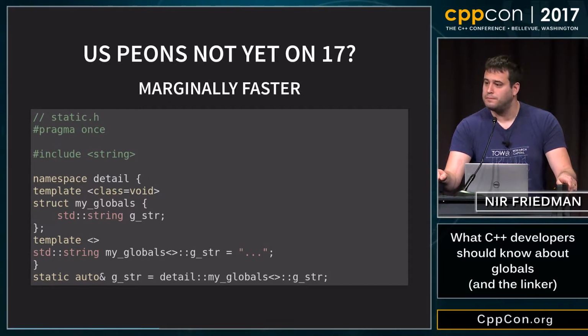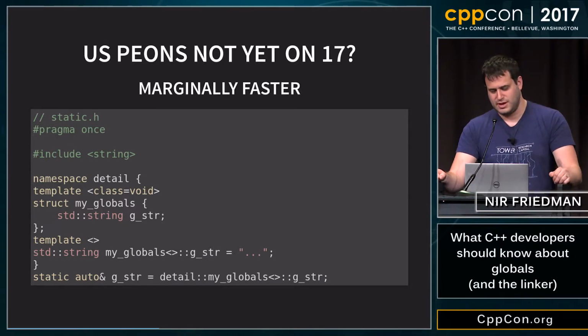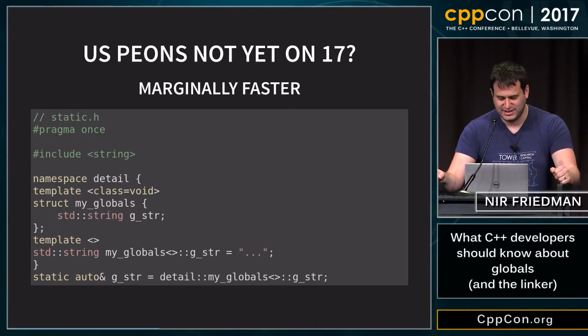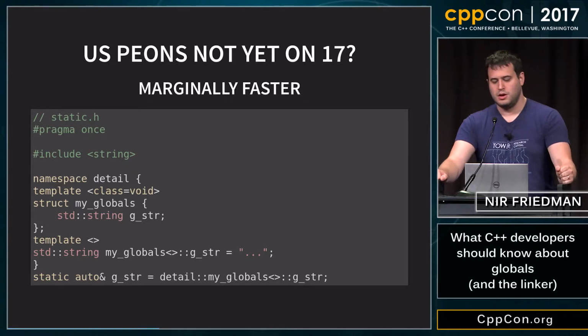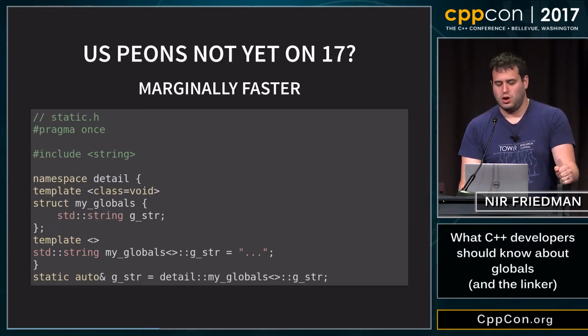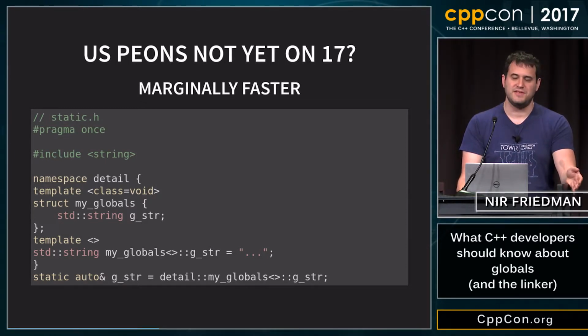I'm sorry? Missing the static keyword. Oh, man, that's a pretty bad bug. Yeah, thank you. So that should be a static std::string, g_str. OK. So all of these techniques will basically help your globals not be double constructed or double destructed. If you're on 17, just use inline. If you're not on 17, pick one of the three.